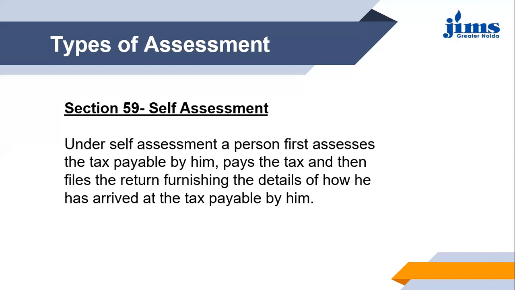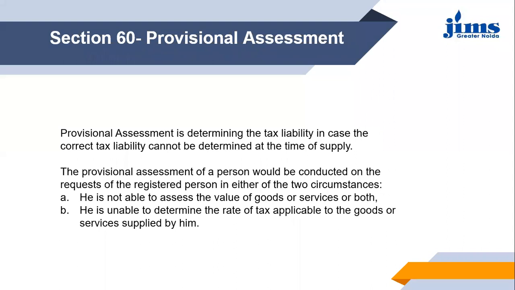So under section 59 self-assessment, it simply says that where the taxpayer is efficient enough to assess his tax liability, then that will come under the self-assessment. If the taxpayer is assessing his tax liability himself, he doesn't need any assistance for calculating his tax liability and pays off his tax by the self calculation, then it will come under self-assessment, and that is section 59, and accordingly he pays off the tax and files the return for the same. This is self-assessment.